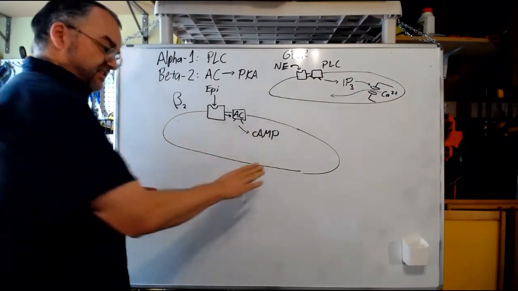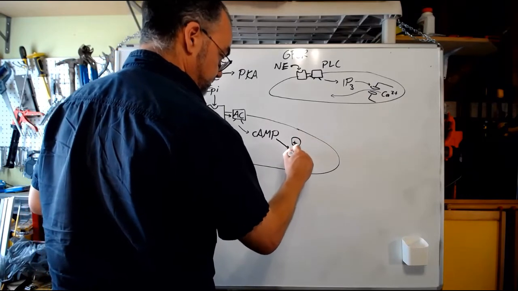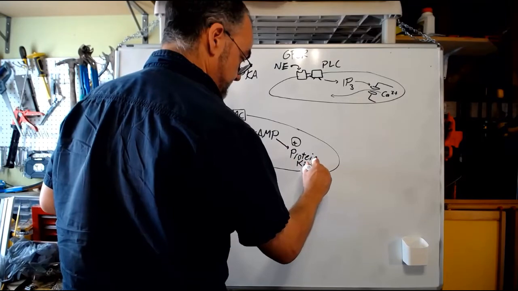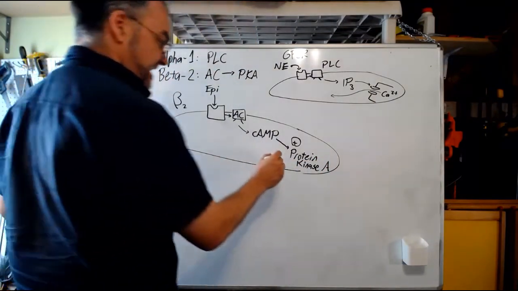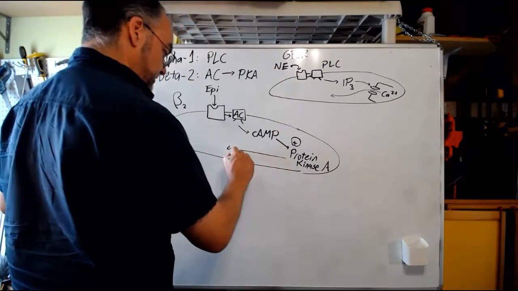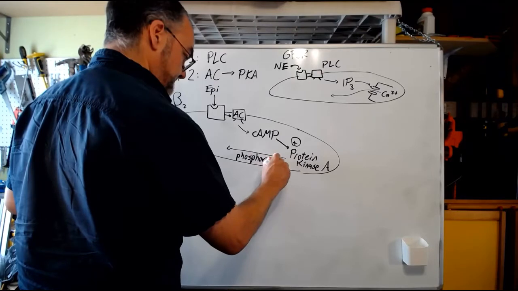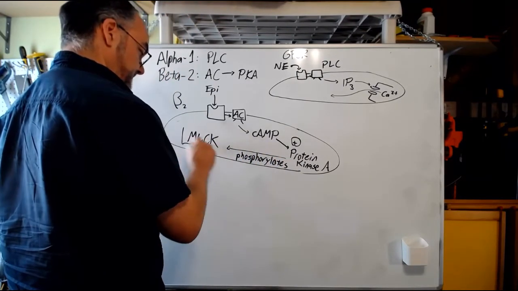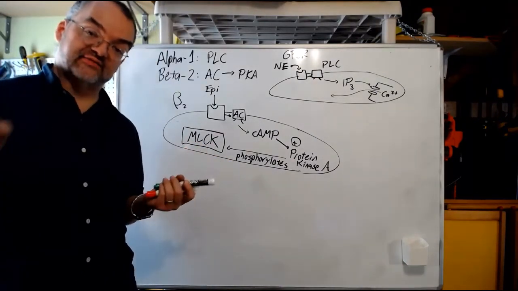In this case, cyclic AMP activates something called protein kinase A. So protein kinase A, when it's activated, phosphorylates myosin light chain kinase. You remember myosin light chain kinase. That's the enzyme which adds phosphates to myosin.